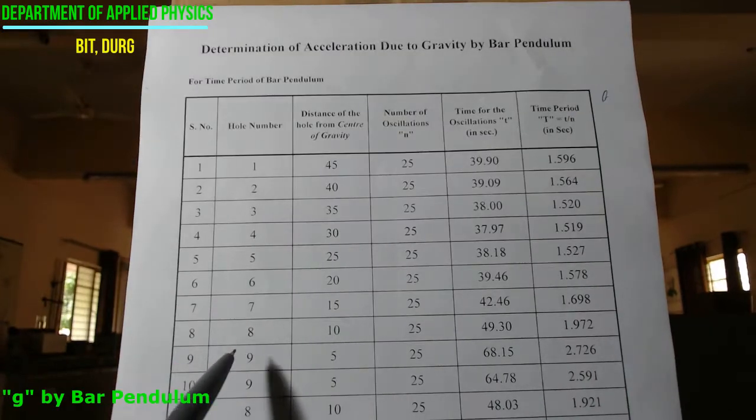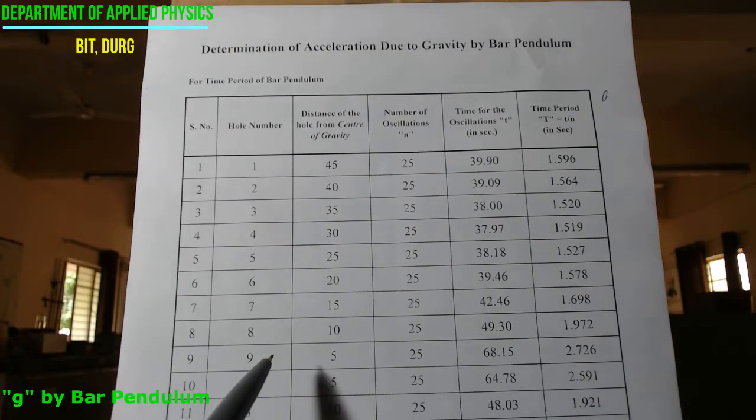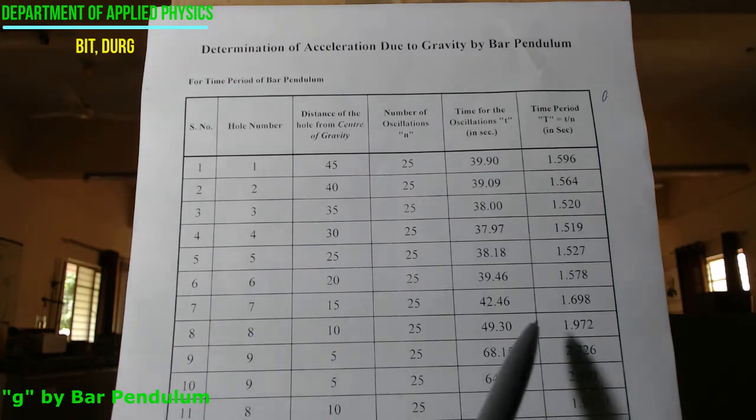Now we move to the next hole. The next hole is the center of gravity. There I showed you no oscillation takes place. So the next hole, which is the ninth hole from the second end of the pendulum, the distance is 5 cm, 25 oscillations, the time taken was 64.78 seconds and the time period became 2.591.